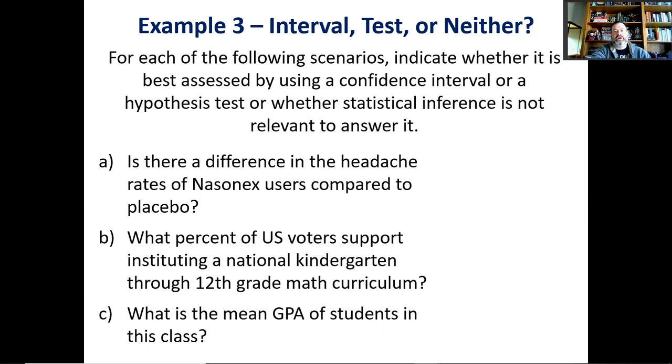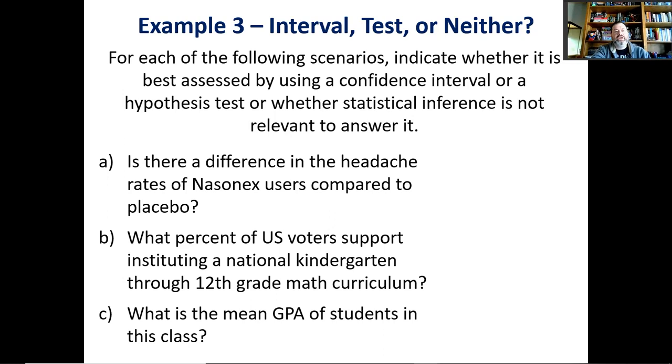For each of the following scenarios, indicate whether it is best assessed by using a confidence interval or a hypothesis test, or whether statistical inference is not relevant to answer it. Remember, statistical inference is using information from a sample to learn about a population. The assumption when we use statistical inference is that the population is too big or poorly defined to be reached directly, so we have to pass through just a sample. If we're using statistical inference, it will be a confidence interval or a hypothesis test.